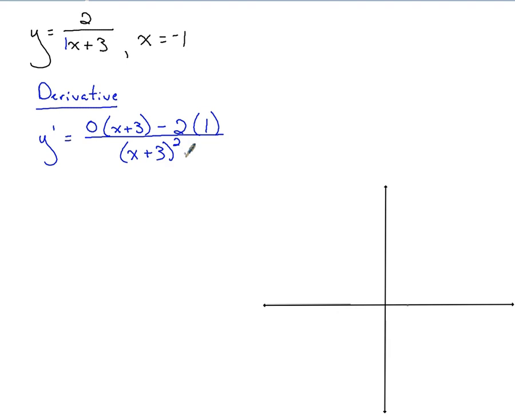Now normally, as we take derivatives for what we've talked about so far, we leave that in an unsimplified form. But because this is going to have an application for us, because we're going to find an equation of a tangent line here, we should go ahead and clean this up. And cleaning this up is not going to be too bad because you've got 0 times a quantity here. That's all gone. You've got -2 times 1 left, so it's going to be -2 over the quantity x plus 3 squared.